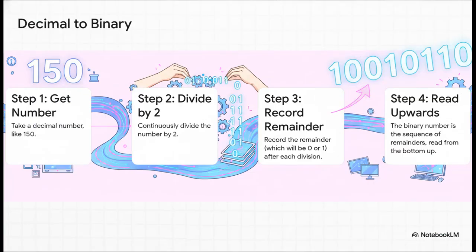And what if you want to go the other way? How do you turn a number like 150 into binary? It sounds complicated, but the process is actually super simple. You just keep dividing the number by 2 over and over again, and you write down the remainder each time, which of course is always going to be either a 0 or a 1. Then you just read that list of remainders backwards, and boom, you've got your binary number. It's a totally mechanical way to translate between our world and the computer's.